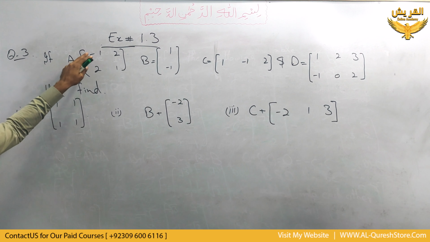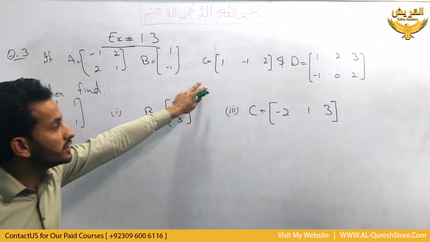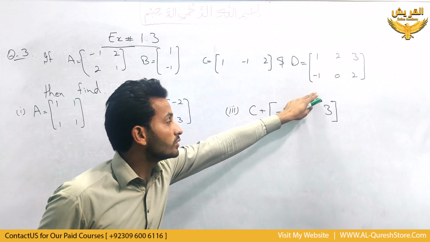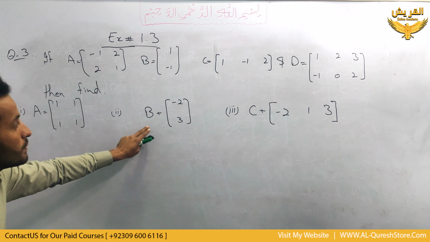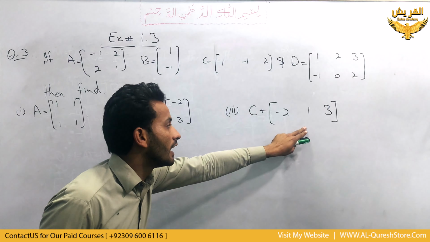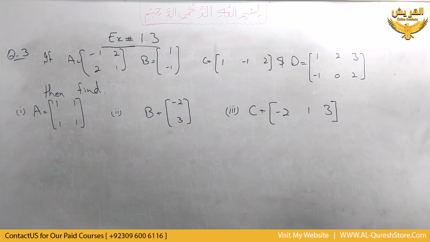Question is, if A is equal to this, B is equal to this, C is equal to this matrix and D is equal to this matrix, then we have to find A plus this matrix, B plus this one, C plus that one. So we start with A.